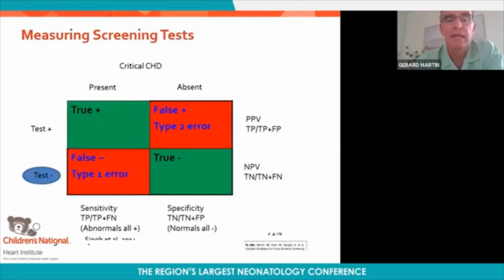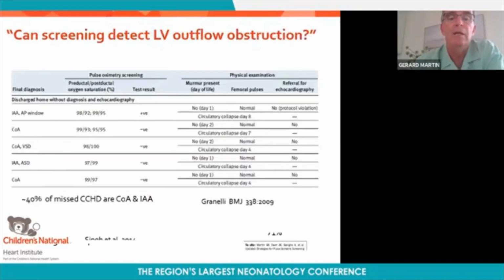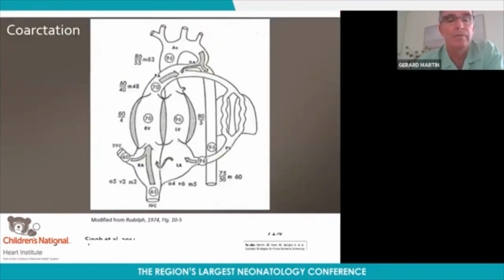What about test negatives? So here's the rub. A test negative can be a false negative, or it can be a true negative. We're not going to worry about true negatives because they're going to go on and get normal care. The false negatives have been shown in multiple studies, starting with Gurnelli's, to be really the left heart obstructive conditions, coarc, interrupted aortic arch, and some babies with acyanotic tetralogy of Fallot.